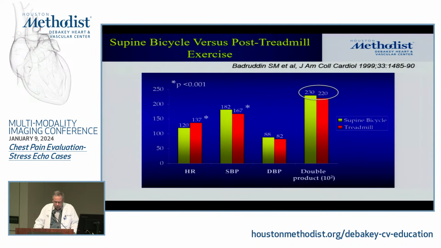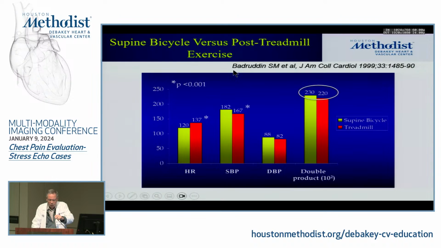And in fact, in this study that was done by Dr. Badruddin, which I believe is in Corpus Christi, yep, it was done with a good sample size, close to 100 patients. And basically, the first thing that was shown was that with a treadmill, you get a much higher heart rate response than with a bike. We've known that for a long time. But the bike gives you a much higher systolic blood pressure than the treadmill. And therefore, the double products are very similar.